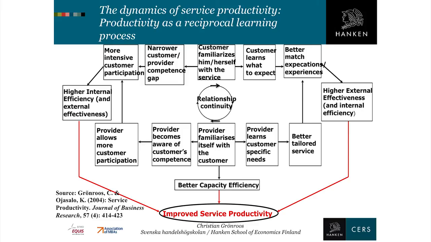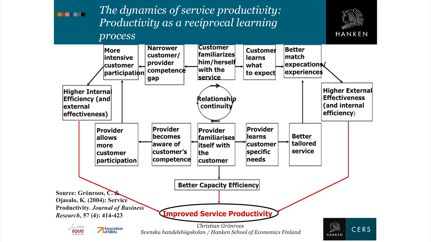Now, down here, we look at the same thing from the service provider's point of view and see what the effects are on the customer and on the service provider. In the middle here, the provider familiarizes itself with the customer. Well, going to the left, the provider becomes aware of the customer's competencies. What do we need to tell the customer? What can we expect that the customer knows about how to behave in the process, what to tell us, what to do, and so on and so forth. And this leads, again, to the same effect. The firm can allow more customer participation, and this will have a positive effect on internal efficiency. And customers will feel that this is okay too, so external effectiveness will probably improve as well.